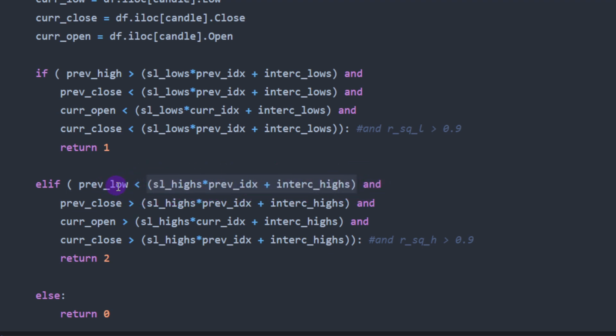channel, so the lowest part of the previous candle is within the channel, the previous candle closes above the channel, and the current candle open and close values are both above the channel, it means we have a breakout and we are looking for a future uptrend, we return 2. In any other case, we're returning 0.